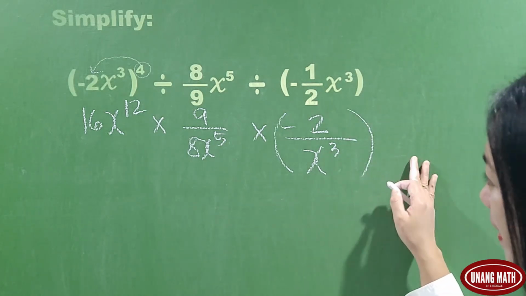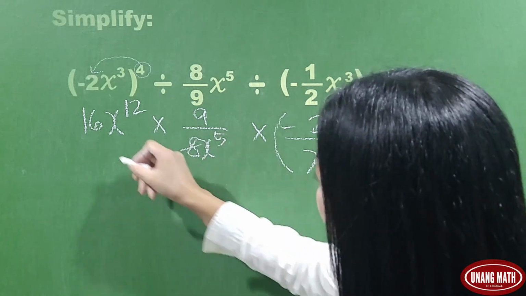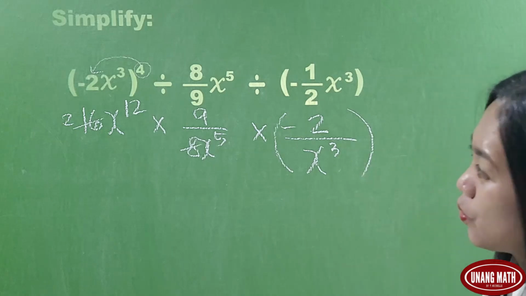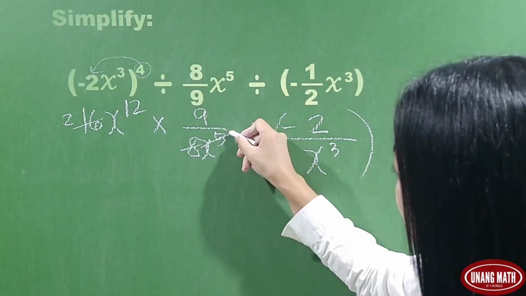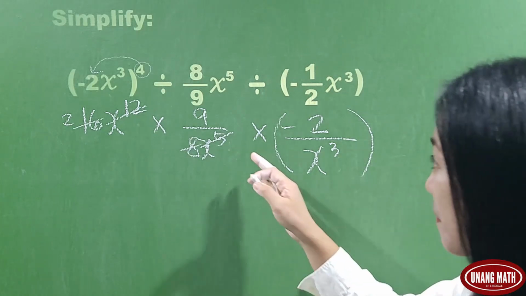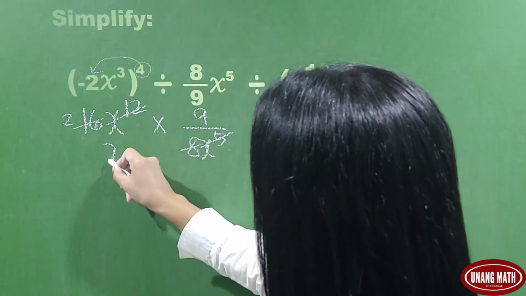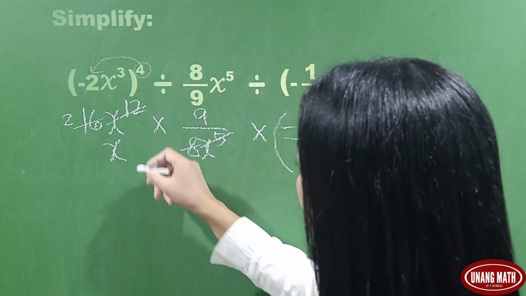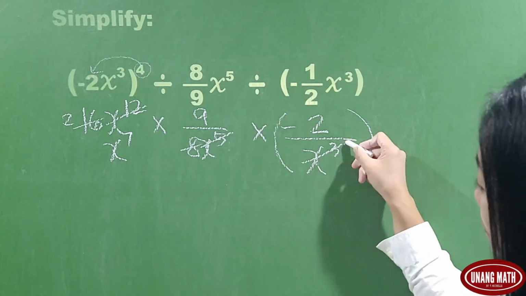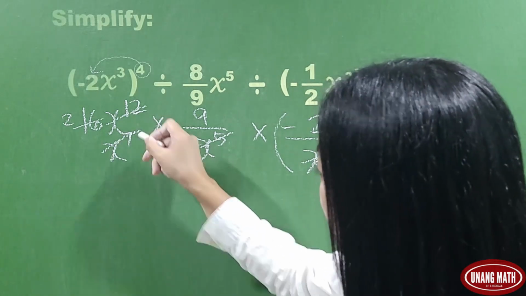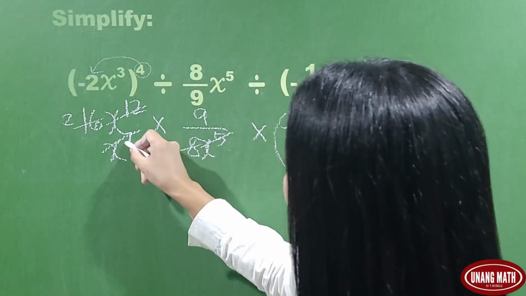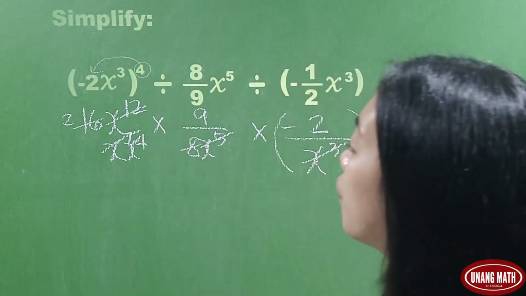Before multiplying, let's simplify. 8 and 16 can be simplified. So this becomes 2. Okay, what else? X raised to the power of 5. X raised to the power of 12 can be simplified. So this now becomes x, and 12 minus 5 is 7. So x raised to the power of 7. And then x raised to the power of 3, x raised to the power of 7 can also be simplified. So 7 minus 3 is 4. So this is x raised to the power of 4.